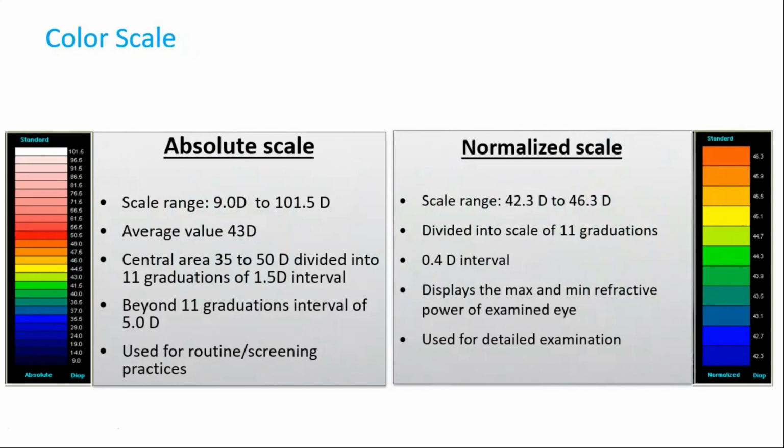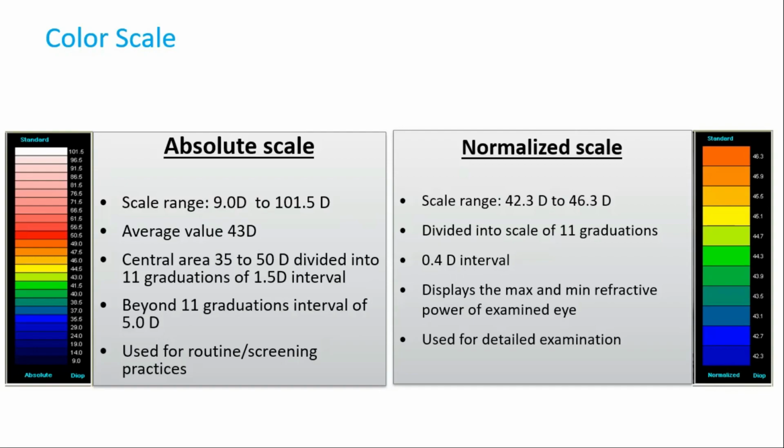And the absolute scale range is between 9 to 101 diopters, and the central area, that is between 35 to 50 diopters, is divided into 11 graduations of 1.5 diopters interval. And beyond the 11 graduations, the interval is 5 diopters. And this absolute scale, as I said, is used for routine practice like 4-map refractive displays and for screening of the cornea. And the normalized scale is used for detailed examination.